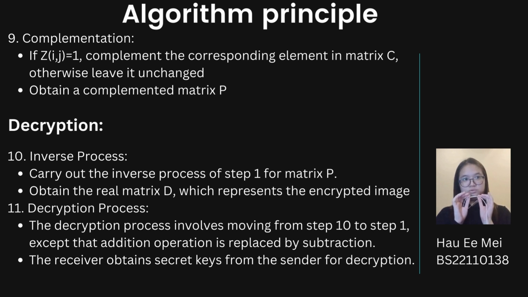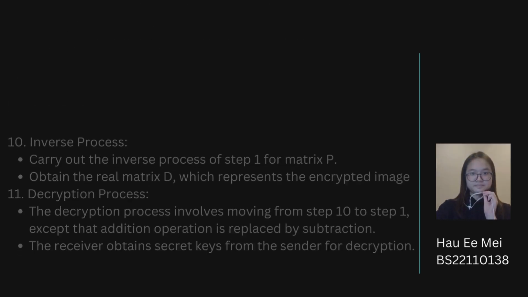Now, if we want to decrypt, we carry out the inverse process of the last step on matrix P first, and then obtain the real matrix D, which represents the decrypted image. The whole decryption process runs through the inverse steps until step 1, except that the addition operation is replaced by subtraction. The receiver needs to obtain the secret key from the sender for decryption.